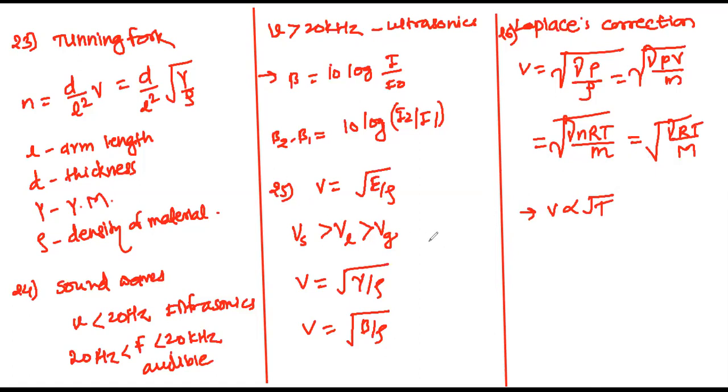Next we know one more formula, that is 27 number. V at temperature T is equal to V0 plus V0 into T by 546. That is also equal to V0 plus 0.61 into T, that is in degree Celsius. Keep this T in degree Celsius. Pause the video, note down this.